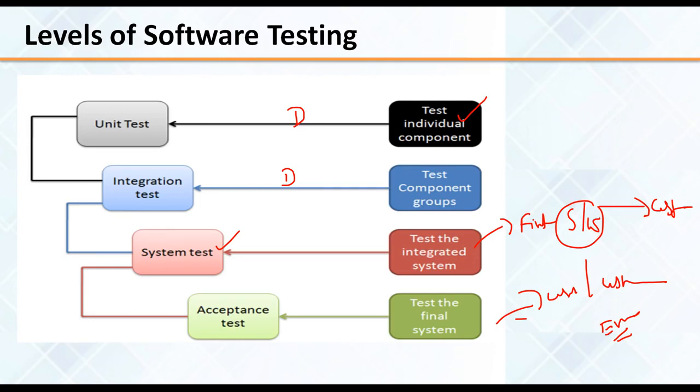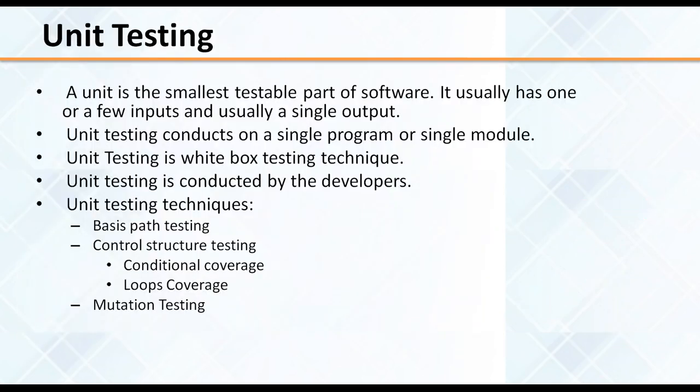Level means one after the other. So first unit testing comes into the picture, and then integration testing, then system testing, and then acceptance testing. So this is one after another. So that is the levels of testing. Now let us talk about each individually.